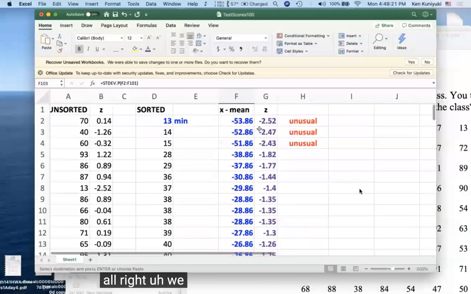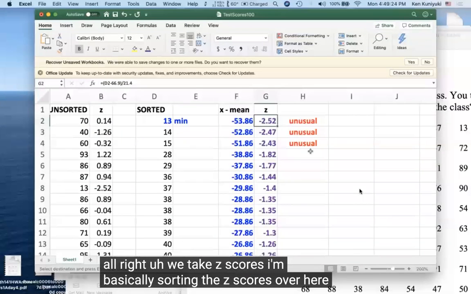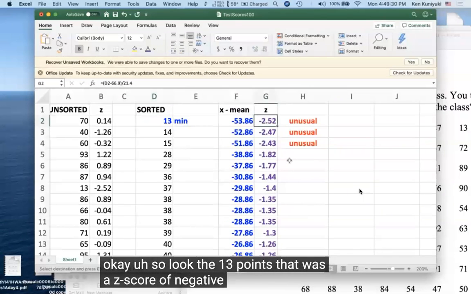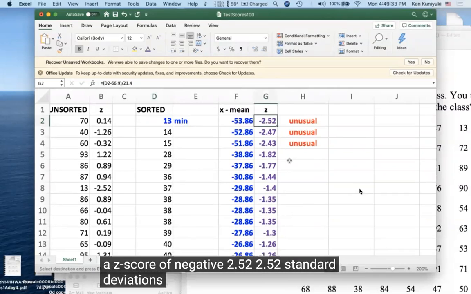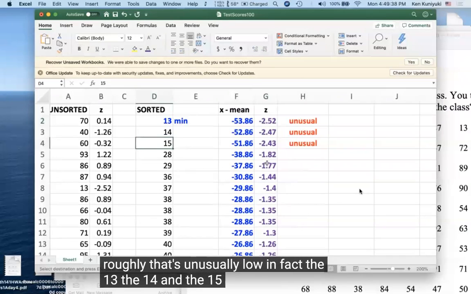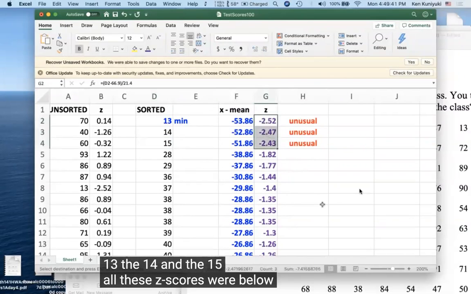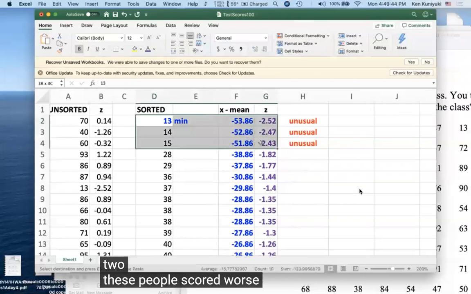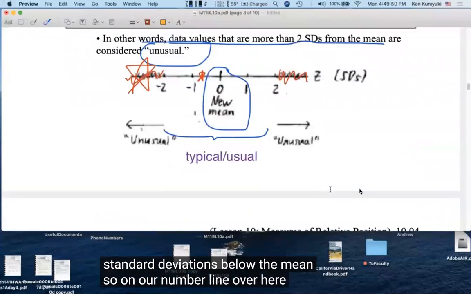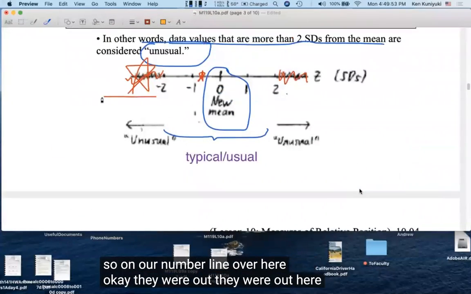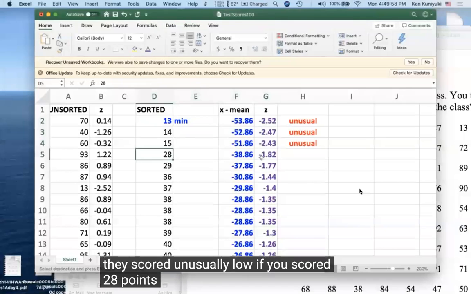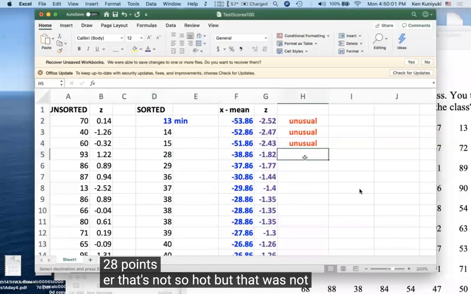All right, we take z-scores. I'm basically sorting the z-scores over here. Okay, so look, the 13 points, that was a z-score of negative 2.52, 2.52 standard deviations below the mean, roughly. That's unusually low. In fact, the 13, the 14, and the 15, all these z-scores were below negative 2. These people scored worse than 2 standard deviations below the mean. So on our number line over here, they were out here in this red zone. They scored unusually low. If you scored 28 points, that's not so hot, but that was not unusually low.